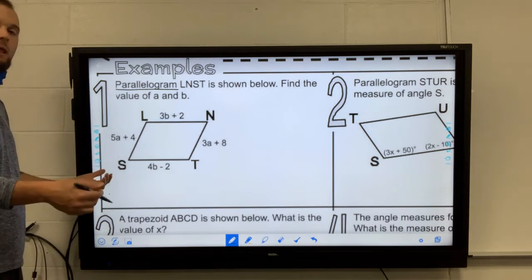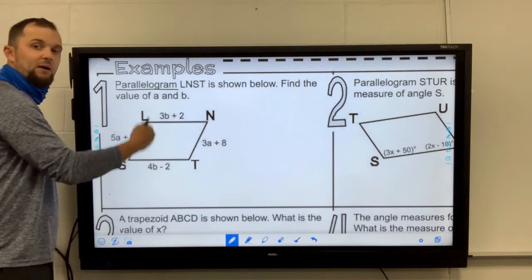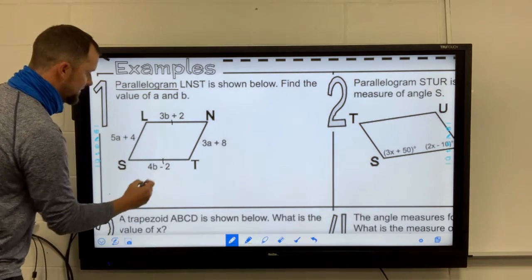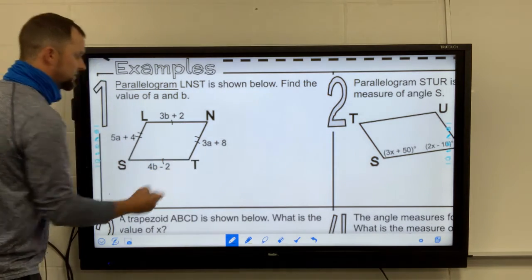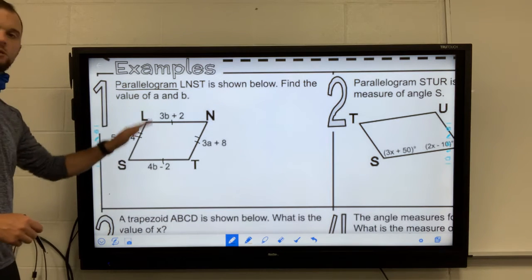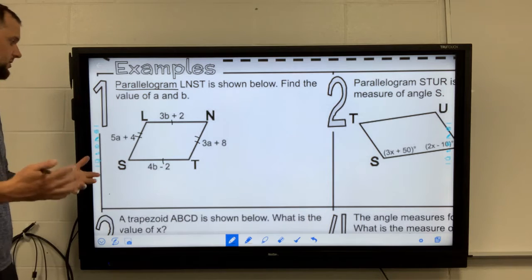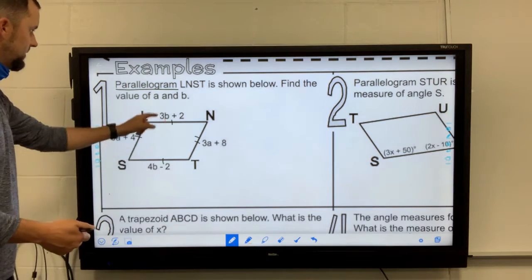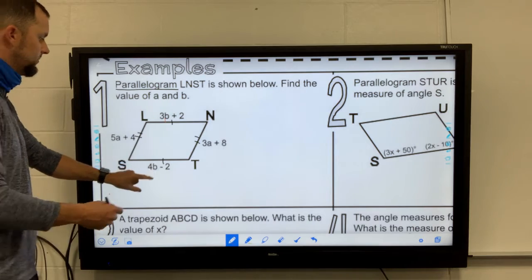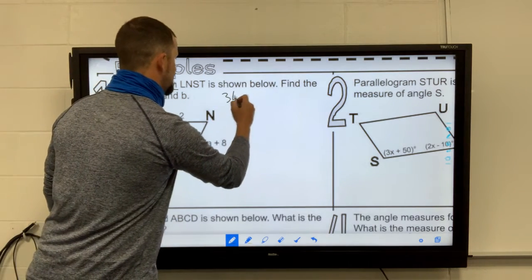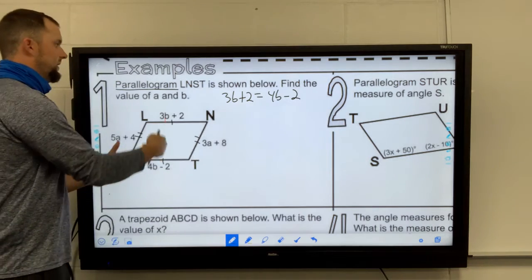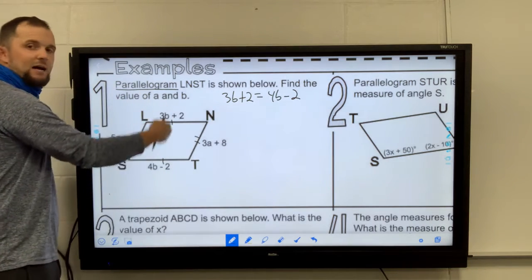Well, I know in a parallelogram, opposite sides are parallel, but also opposite sides are congruent. So this side is congruent to this side, and this side is congruent to this side. If you look, the variable is in each one of those expressions, so I'm just going to set those expressions equal to each other and solve for the variable. The first one, LN and ST are congruent. So I'm going to do 3b plus 2 is equal to 4b minus 2. I'm doing this because in a parallelogram, my opposite sides are congruent.